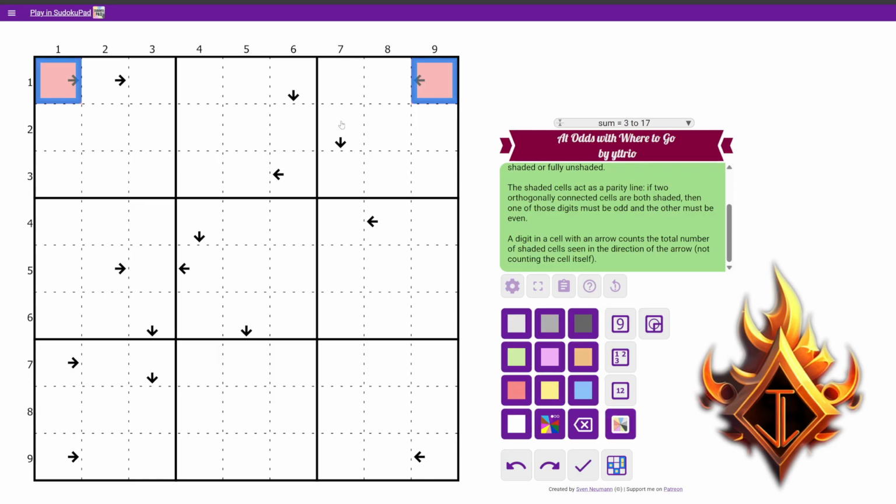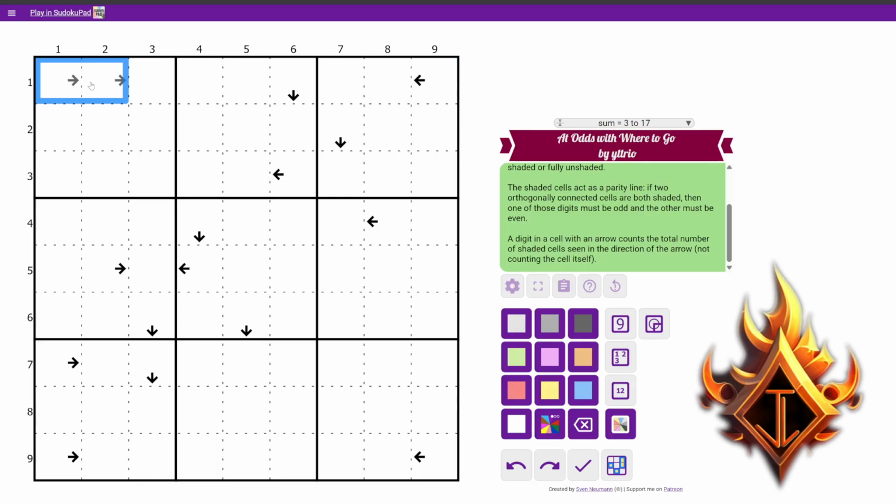So if they're both shaded, I'm going to use red for shaded. Then they'll get the same amount because they're both counting these. Same with if they are both unshaded, then it would obviously do the same. So they must be different.